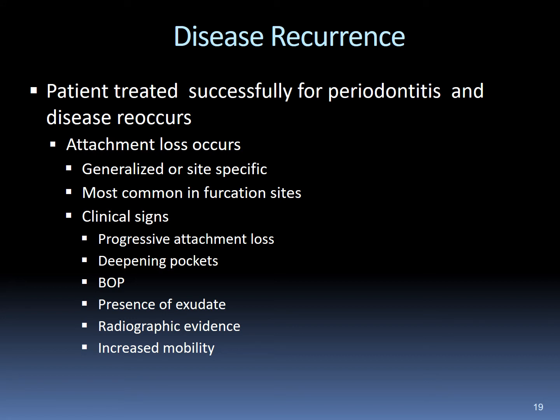Patients treated successfully for periodontitis, where disease tends to reoccur, will present with additional attachment loss, either generalized or site-specific. The most common sites are furcation areas, where clinical signs for recurrence of periodontal disease are progressive attachment loss, deepening pockets, bleeding upon probing, presence of exudate, radiographic evidence, and increased tooth mobility.